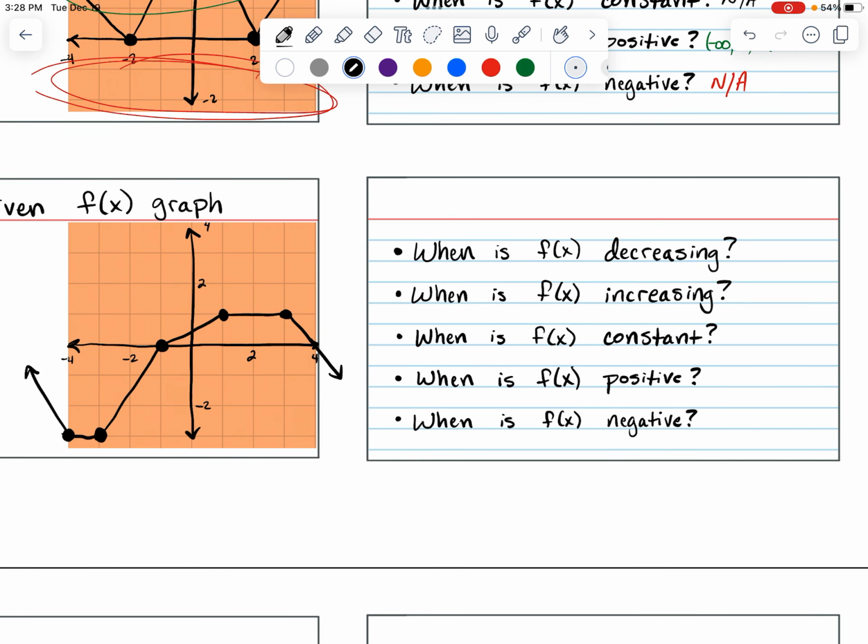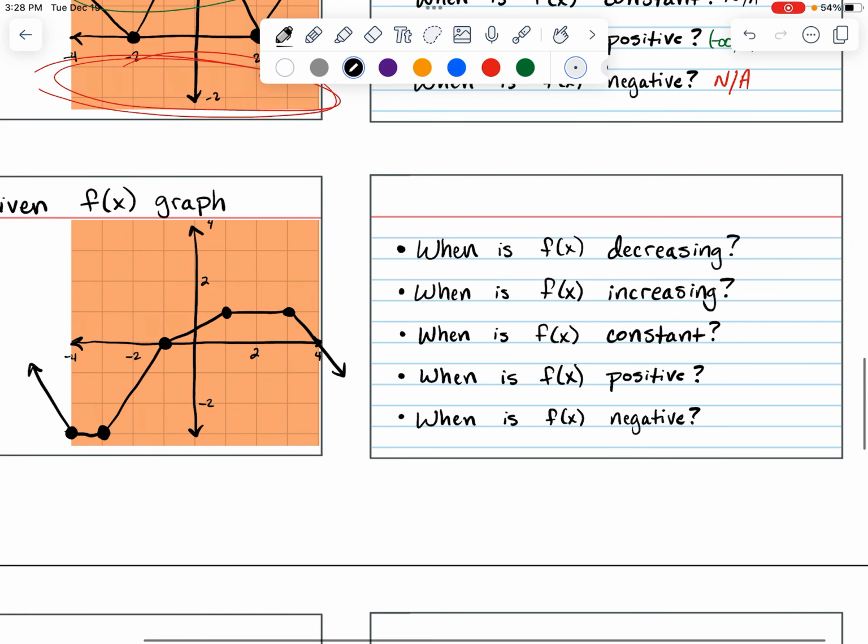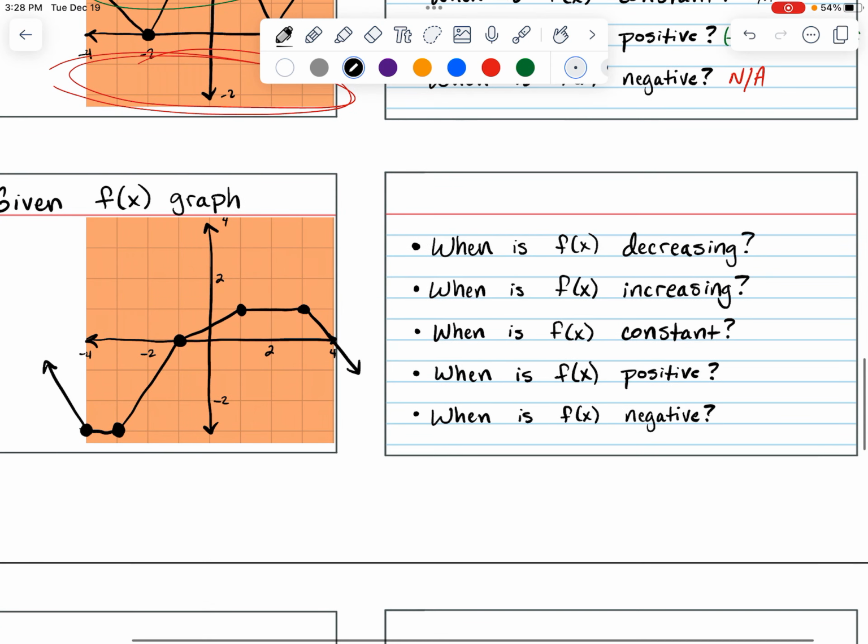And again, I would encourage you guys to pause the video, try this out. Once you have tried, come back and see if your work matches what we're going to talk about here in the video. So the first question, when is f of x decreasing? So when is the graph going down? Well, here is the interval where it's going down from -infinity all the way until -4. And then again at 3 to infinity. So we have the interval from -infinity to -4 combined with the interval from 3 to infinity.